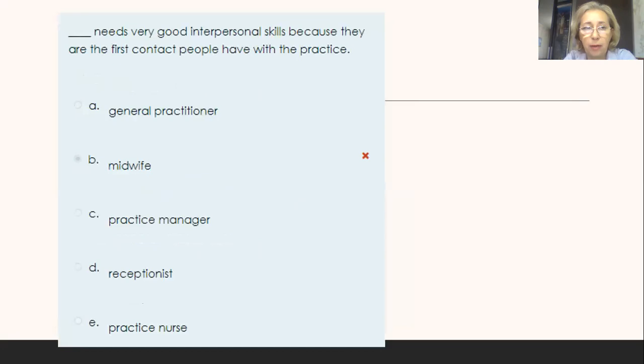So in the next one, somebody needs very good interpersonal skills because they are the first contact people have with the practice. So if you... Receptionist. Receptionist, this is not the midwife here.